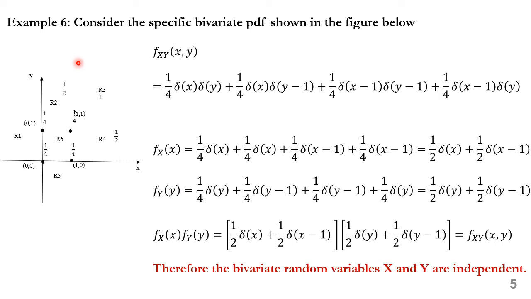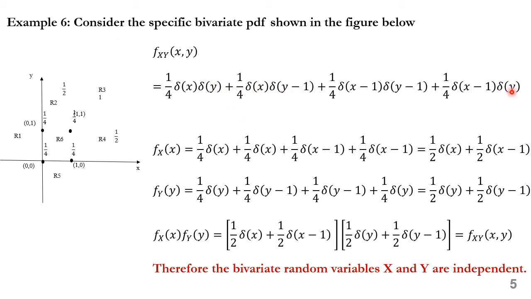We consider the figure shown here. The specific bivariate PDF f_XY(x, y) is defined as 1/4 delta(x) delta(y) plus 1/4 delta(x) delta(y minus 1) plus 1/4 delta(x minus 1) delta(y minus 1) plus 1/4 delta(x minus 1) delta(y). Now we need to find f_X(x). So we need to integrate f_XY with respect to y.